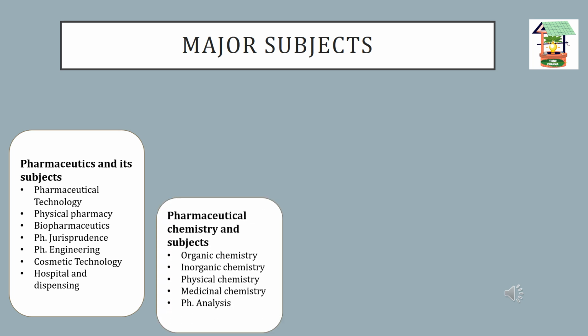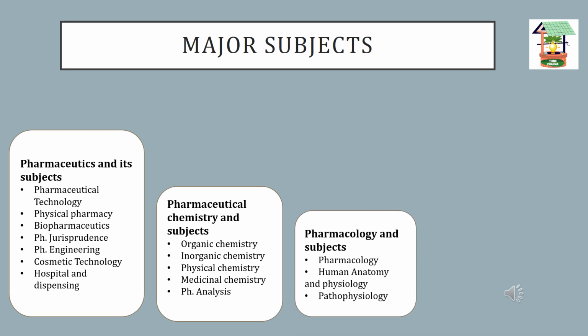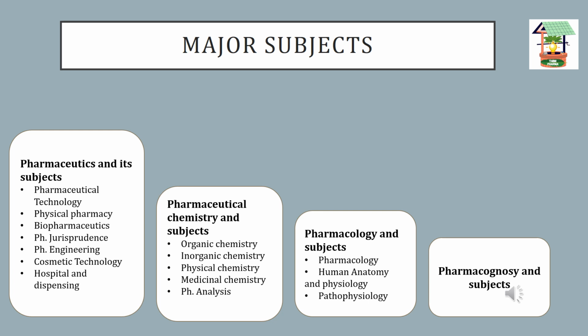And next the subject is pharmaceutical chemistry. It includes organic chemistry, inorganic chemistry, physical chemistry, medicinal chemistry, and pharmaceutical analysis. All the subjects were included in pharmaceutical chemistry. And then pharmacology is the area where it includes pharmacology, human anatomy and physiology, and pathophysiology. And finally, the major subject is pharmacognosy. And then these all are the major subjects, and then we will move to the minor subjects.